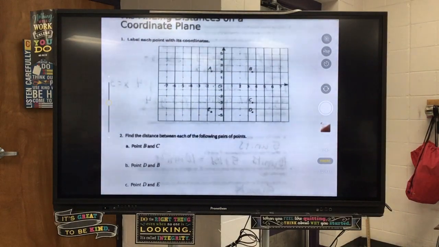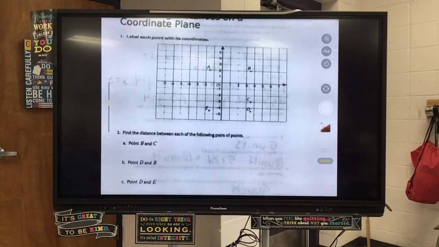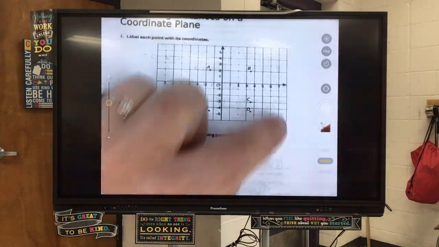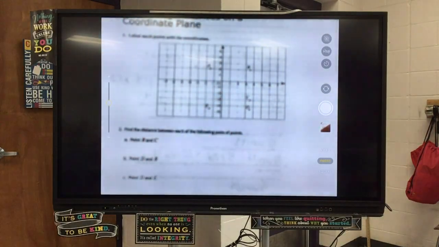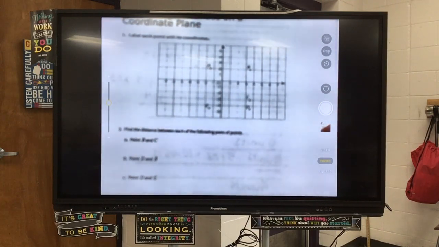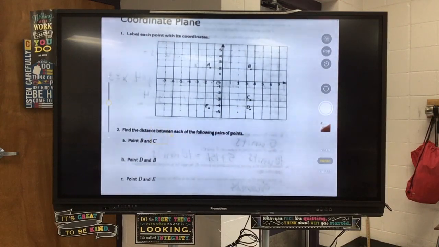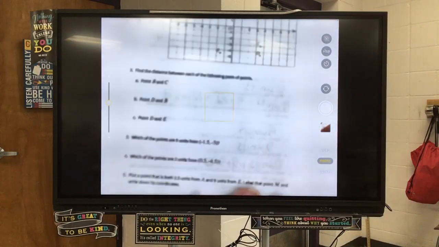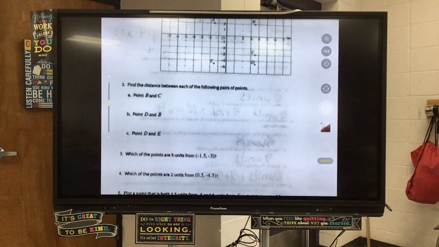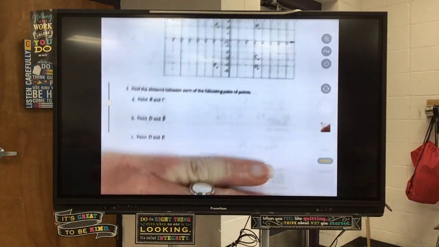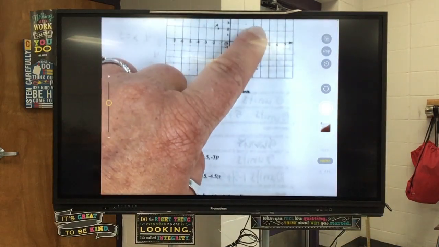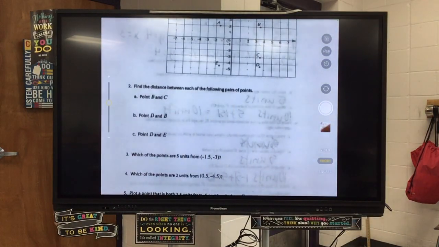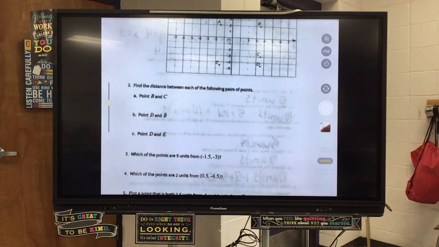So for this part, again, we're still finding the distance between points on a coordinate plane. Now, side note, if you have a coordinate plane and it's got the lines in the boxes, please count those boxes. That is almost the foolproof way to get the right distance from one point to the other. But again, if you don't, definitely this is a strategy that you can use. All right, so it says, find the distance between each of the following pairs of points. So B and C, D and B, and D and E. Don't go any further. So just label your points up here, write the coordinates, and then write the distance, and then stand up. I'm going to give you guys like 3 minutes for this. If you finish before, then that's fine.